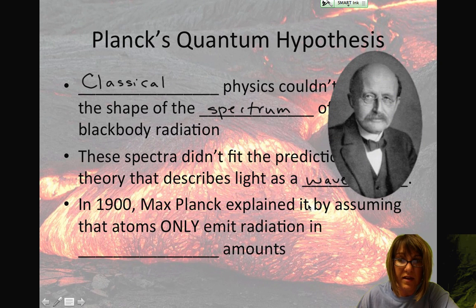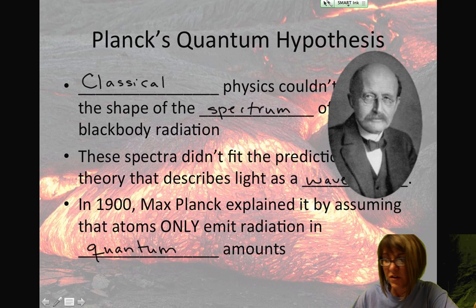And so there was a guy named Max Planck. In 1900, Max Planck explained it by assuming that atoms would only emit radiation in quantum amounts. You see, Max Planck wondered, if the smallest unit of matter is called a molecule, like water molecules for instance, then couldn't there be a smallest unit of energy?